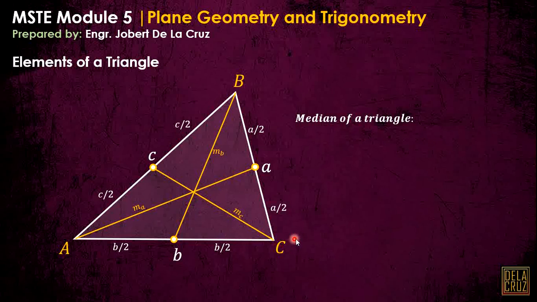Okay, that one. Now we have a relationship between this median line to the sides given. So for MA, the median of A is given by this formula. It is a derived formula. And actually, we are not obliged to use this because we can just solve the median line by trigonometry or geometry. It's up to us.